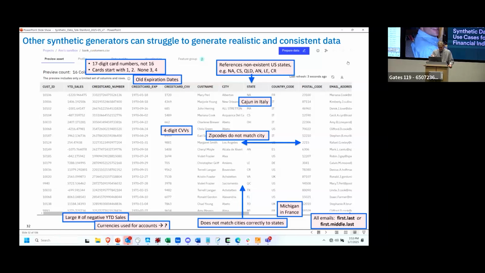Credit card numbers, a lot of them have 4-digit CVVs, not 3. It shows the state of Michigan in the US being in France. It shows card expiration dates in the 1970s. And again, it's just because if you don't have a semantic understanding of the data, it can be really hard to know what features you should be matching exactly. And this is, I think, feature rich in maybe subtle ways. I'm not saying this can never be solved, but I don't think it's solved fully now.